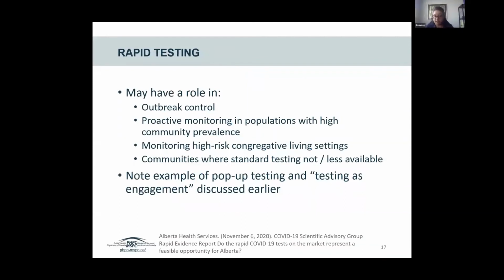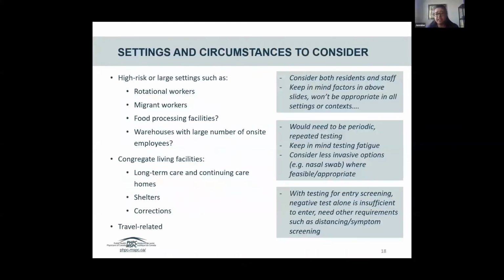So the rapid testing, we've talked about a few places it may have a role, and I would encourage everyone to look at the Public Health Agency and National Microbiology Laboratories guidance on the use of antigen testing and some other places. But some settings that come up are congregate living facilities, places that are more high risk or very large settings. There's a lot of discussion around travel and how we do that in a way that makes sense.